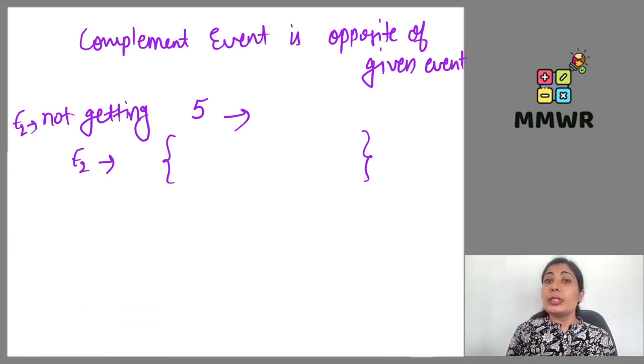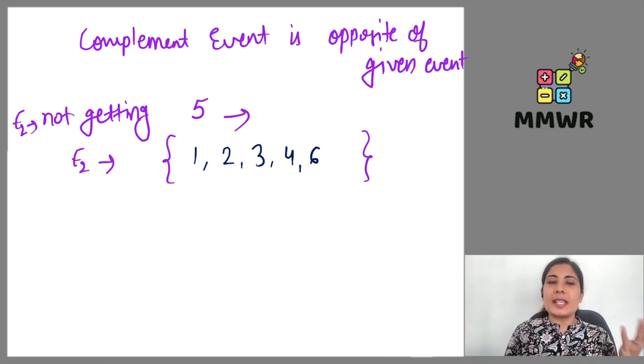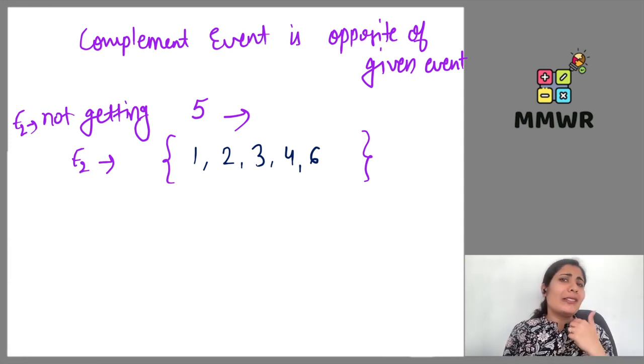So if 5 does not come, what can come? 1 can come, on rolling the die 2 can also come, 3, 4, 6 can also come, 7 can come. No, 7 we can't get because 7 is not mentioned on any of the faces. 7 is never marked on any face, right? So 5 should not come, that will work for us. Anything other than 5 can come.